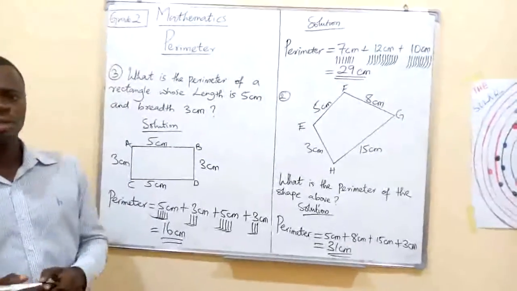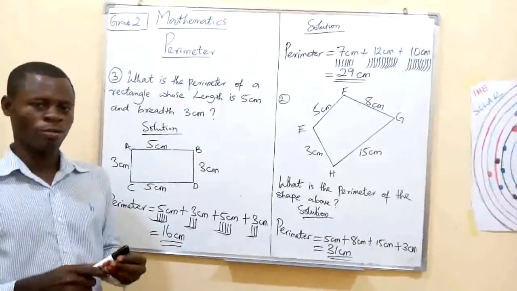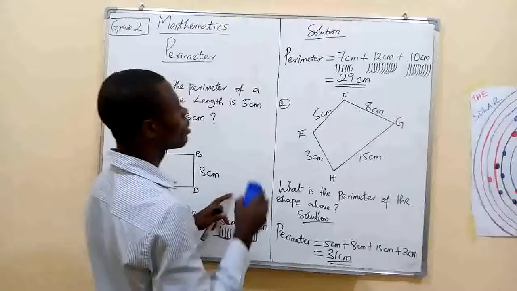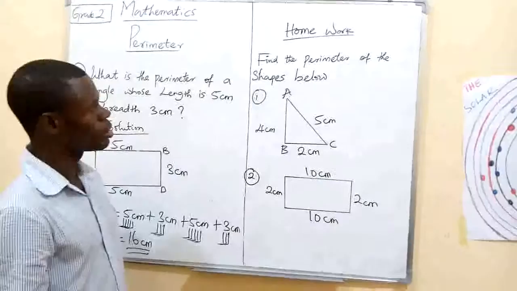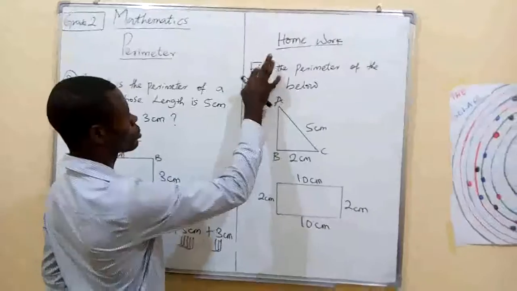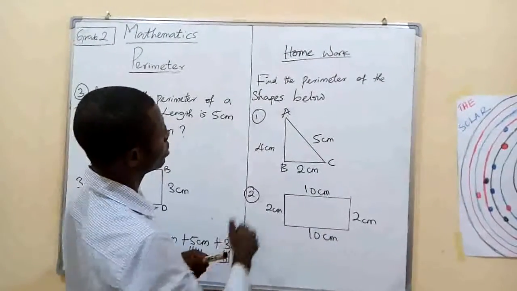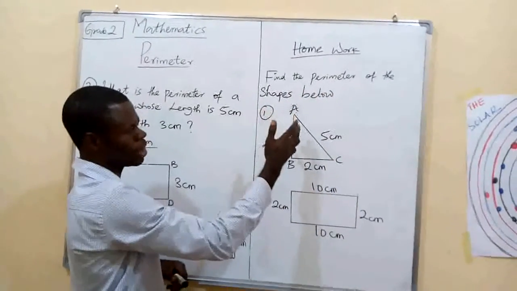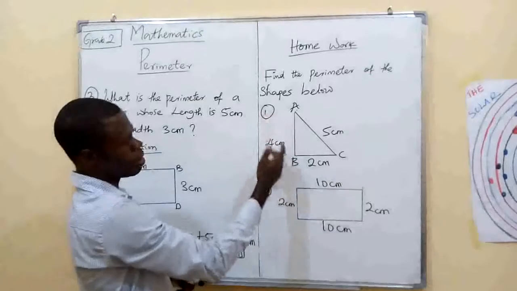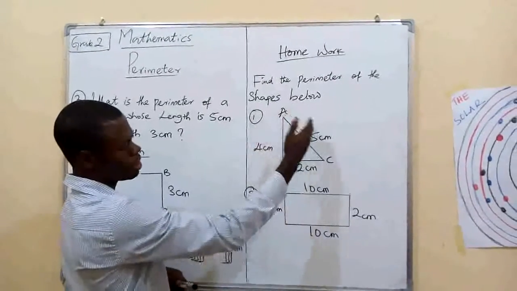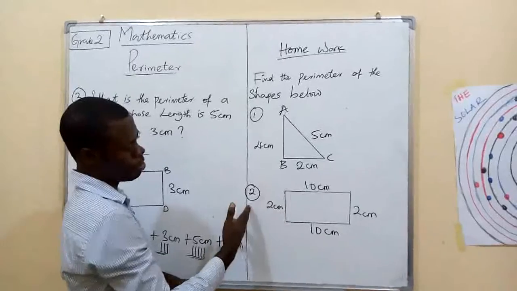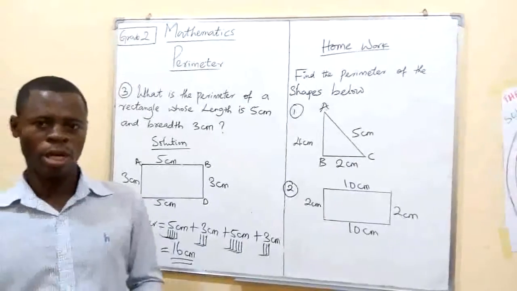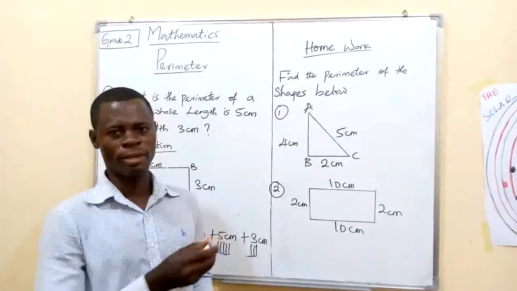But before I leave, I'm going to give you just a few questions for your assignment. Alright, this is our homework for today. Find the perimeter of the shapes below. Number 1, what shape is this? What is the perimeter of this shape? And number 2, what shape is this? What's the perimeter? Just solve it and show clear working, just like I did in my example.